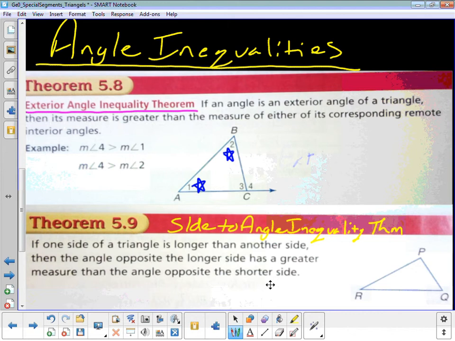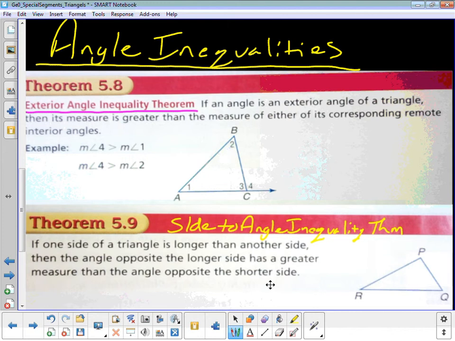So this theorem is saying that angle 4 has to be larger than the other two. Well, that makes sense because we had the exterior angle theorem, which said angle 4 has to equal angle 1 plus angle 2. So if those two added together equal angle 4, that means 4 has to be bigger than both of them. There was your proof of that theorem. But that should be kind of obvious to you as well.